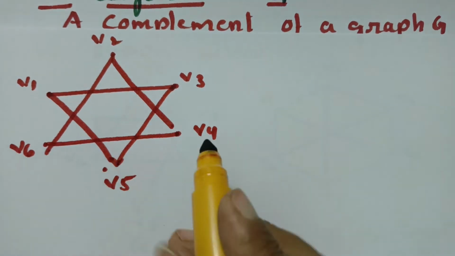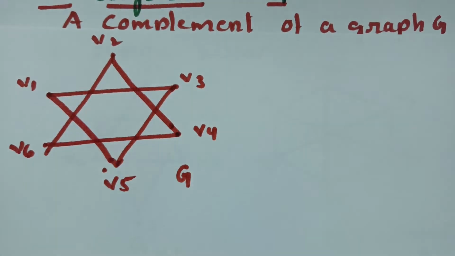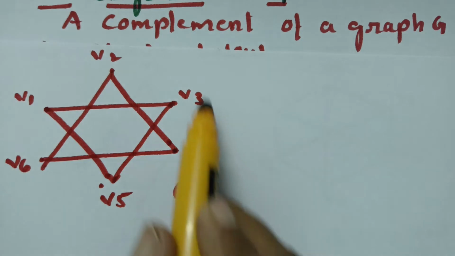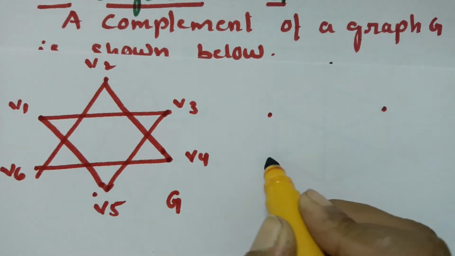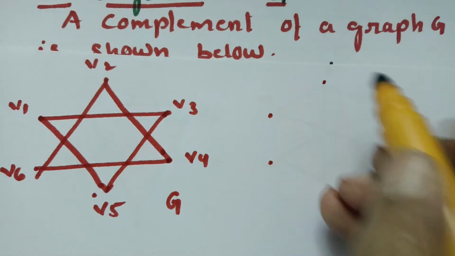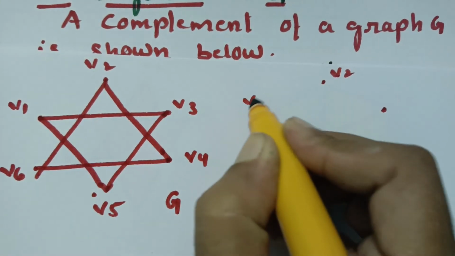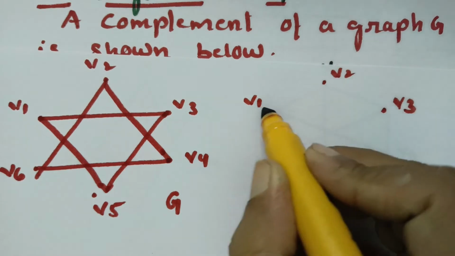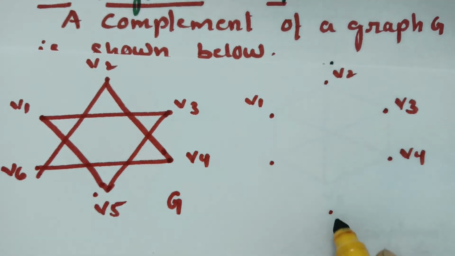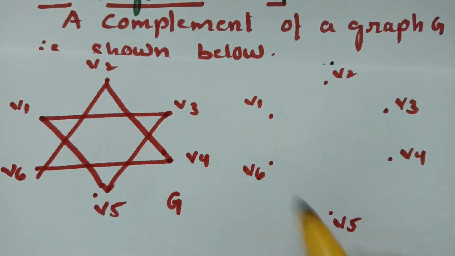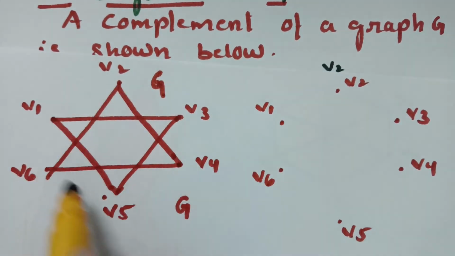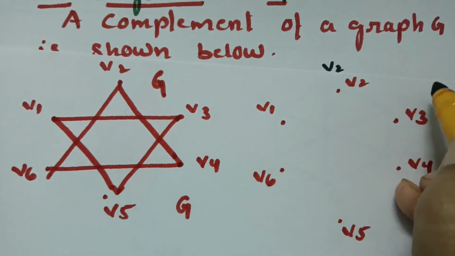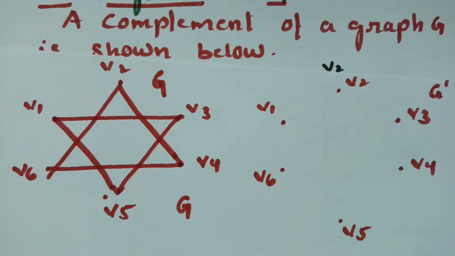And now we have to find out the complement. So this is graph G, and we have to maintain the same vertex set. Now I am maintaining the same vertex set. So this is V1, V2, V3, this is V4, this is V5 and this is V6. So whatever vertices are in graph G, I am maintaining the same in the complement also. Now see the magic here.